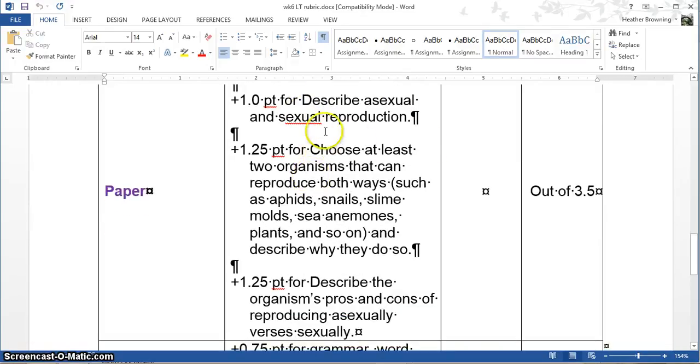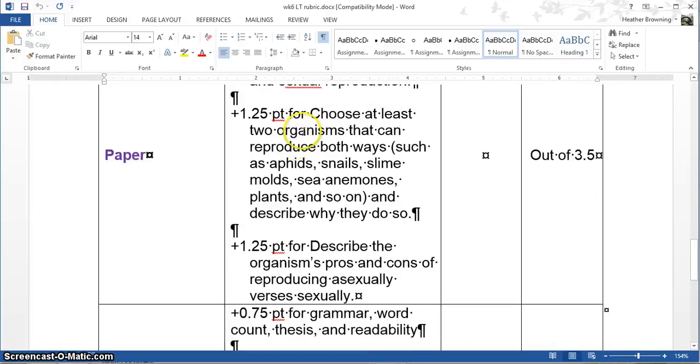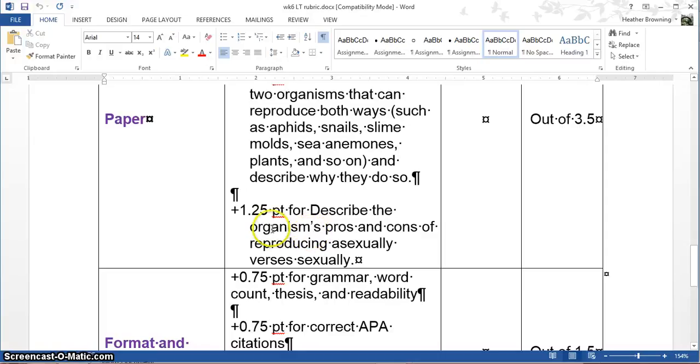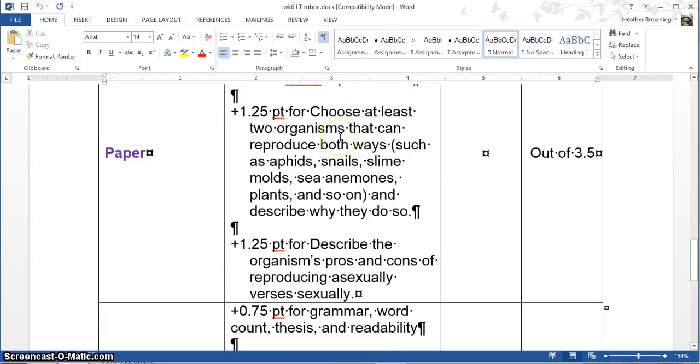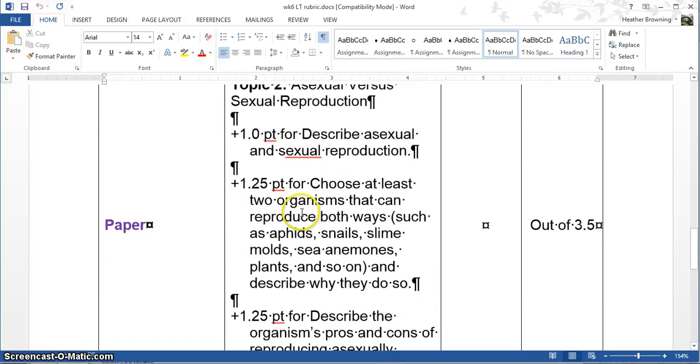You did the whole lab, so this should be kind of a review. Choose at least 2 organisms that reproduce both ways. So they give you some examples. Describe why they do so. So are they doing it like they just pick one or the other, or is it like one part of their life they do one way, the other part they do the other way? And then describe the organism's pros and cons for producing asexually versus sexually. So when is it good to be asexual? When is it good to be sexual? That kind of thing. If they can pick, or if they can't, does it help or hurt? And then the formatting and the references.